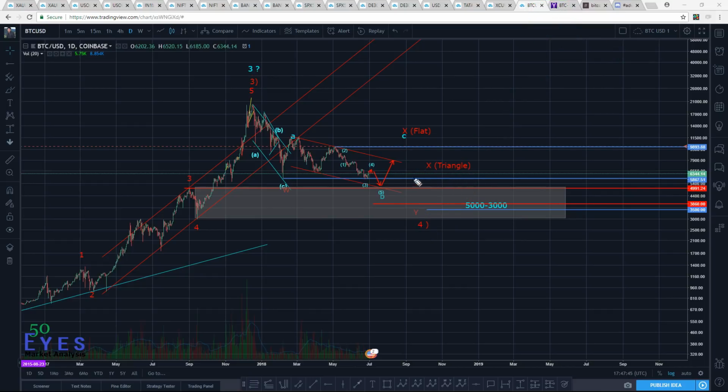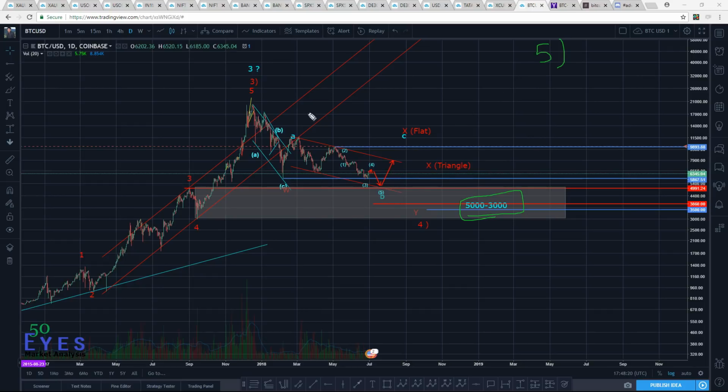Just to conclude, I'm assuming that 3 is complete over here as a bracketed degree, 4 single bracketed, and there should be a wave 5 which should take out the high of the previous wave 3 bracketed. So it should take out the 21,000 or whatever the last high was. And once we have the wave 4 bracketed complete, which I am assuming should complete in the 3000 to 5000 zone, then we can predict some rough targets for this wave 5 high. So that's all for this particular analysis.